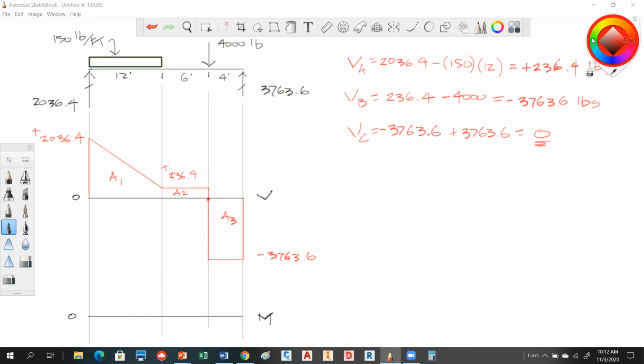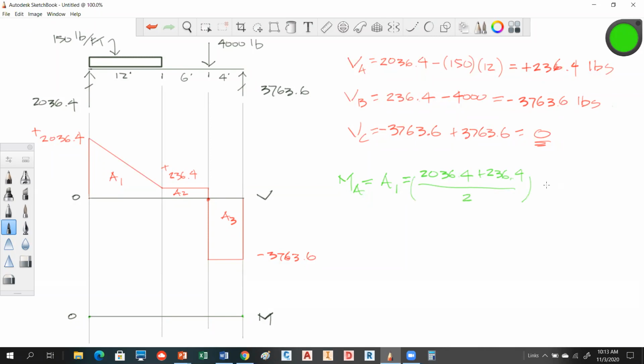Does everybody get that? Yeah. All right, so let me say, the first moment always has to start at 0 and it has to end at 0, right? That's what that said. Starts at 0, ends at 0. So the moment to this point, which we could call moment at A, and that's just an A arbitrarily, is going to be equal to the area of A. Now what we have here, what's this kind of figure called again? That's a trapezoid, right? So we're going to take this side plus that side. So we've got 2036.4 plus 236.4 divided by 2 times the distance over which it's acting.